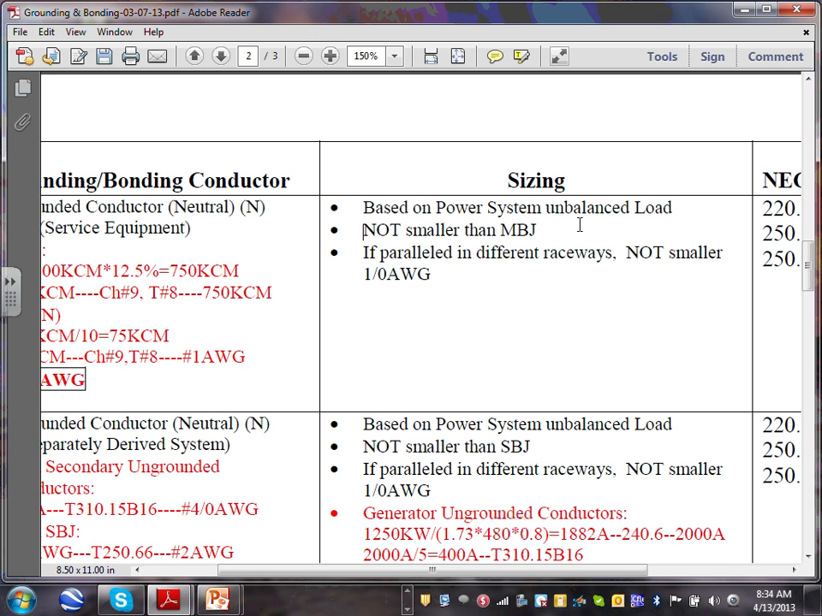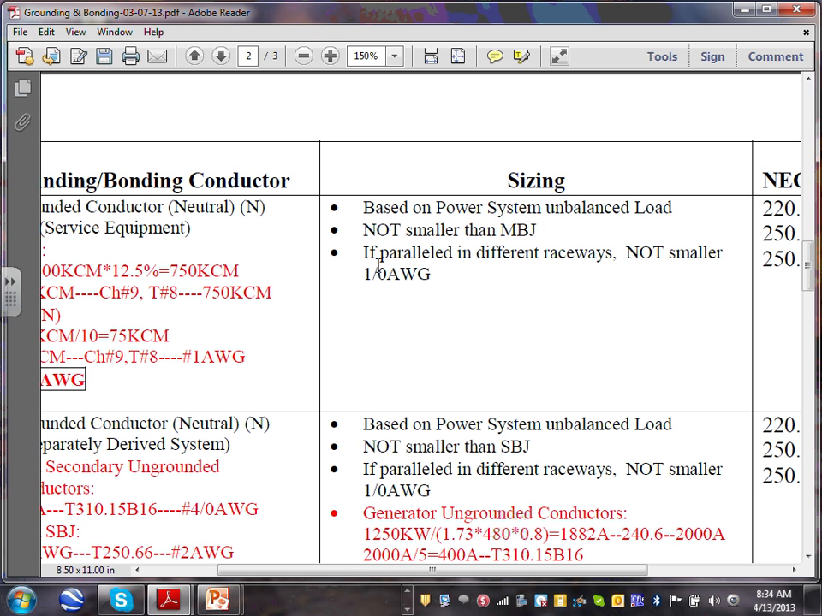But this is what rules: the neutral is not smaller than the main bonding jumper. That's what rules. The neutral conductor coming to your service will not, by code, not by me, be smaller than the main bonding jumper. Now we know how to calculate the main bonding jumper in a second. That's the one that's going to rule.